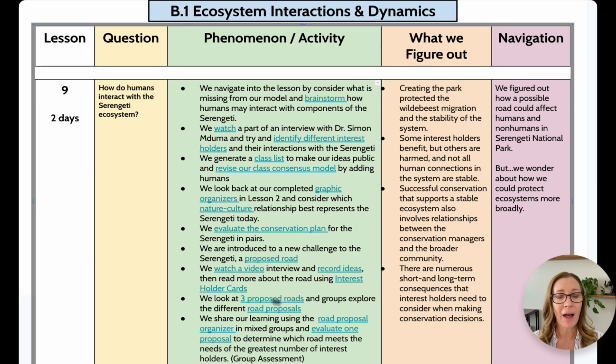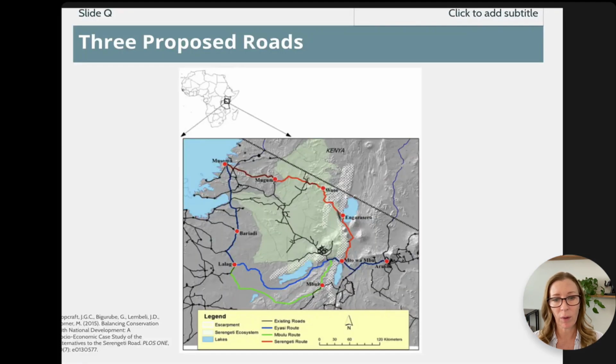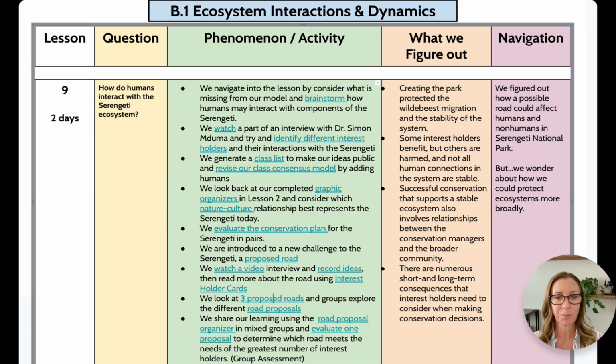So then we look at three proposed roads, and you can see that one of them is the original one we were introduced to that connects the west to the east. And then you've got two others. So there's a route that goes through here, another one that goes through the bottom. The black are the existing roads. And so these new colors right here, the red, the blue, the green, these are the new proposed roads. Now we're going to use this to help them evaluate these different roads to figure out which one meets the needs of the most number of interest holders in the end of this lesson.